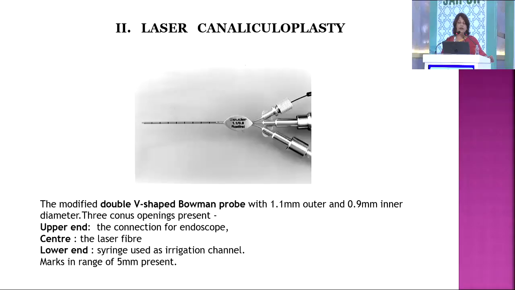Then came the laser canaliculoplasty. This was the double V-shaped Bowman probe kind of laser, which had an upper end with the connection for an endoscope and the laser fiber, and the lower end, which was used as the irrigation channel.